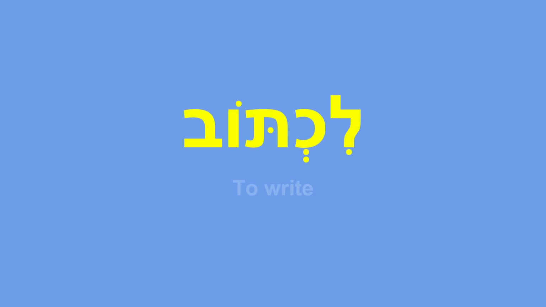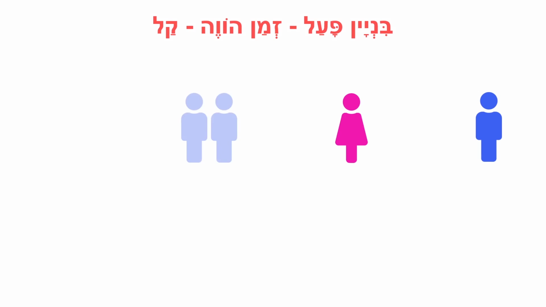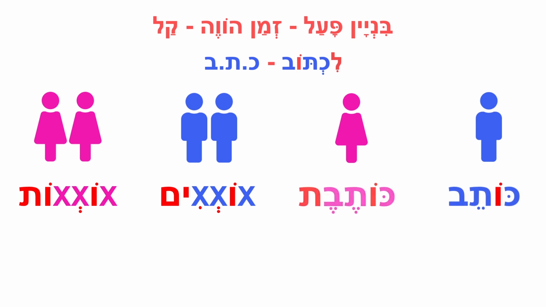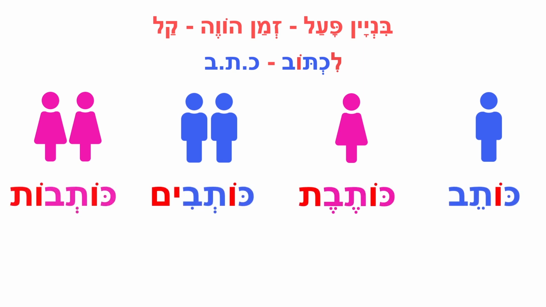The verb lichtov, to write. Also 4 conjugations, same conjugation pattern. The verb lichtov contains the root letters chaf, taf, bet. Because the letter chaf becomes the first letter when we conjugate it, it will receive a dagesh. So from lichtov, it will become kotev, kotevet, kotvim, kotvot. And the infinitive is lichtov.